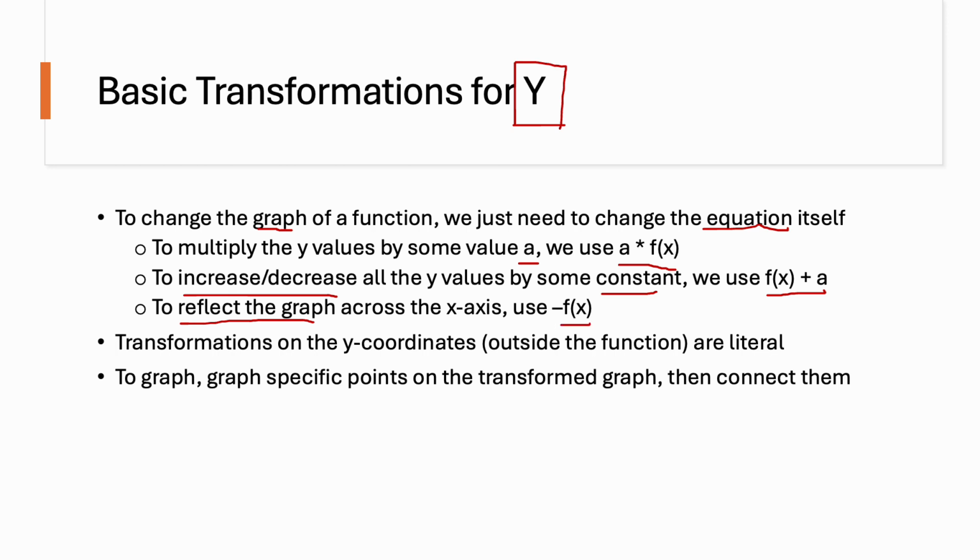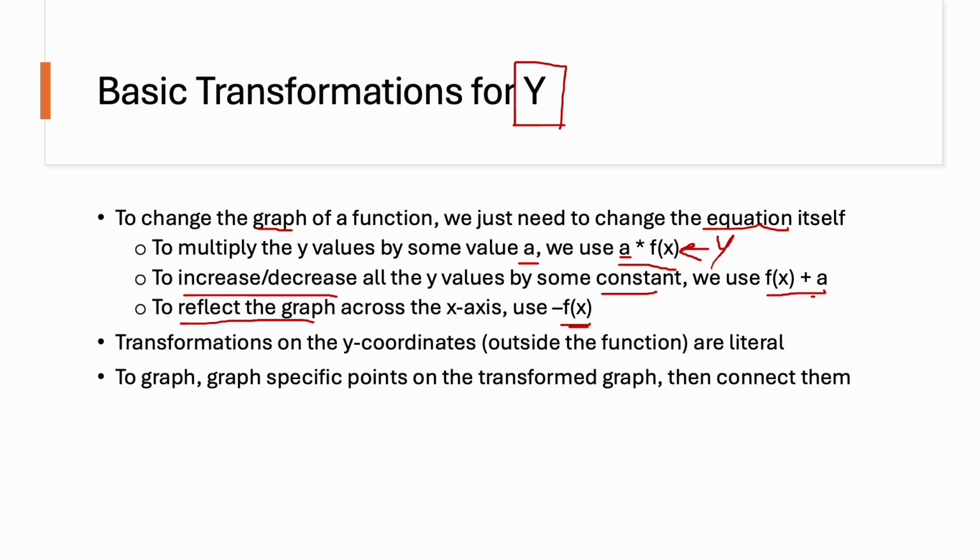And so you might be thinking, well, this is a lot of random stuff. How am I supposed to remember this? What does any of this mean? Why does this work? Well, f of x is really just another way of writing y. It's just another word for y. And so if we multiply a times f of x, we're multiplying a times y. If we add a to f of x, we're adding a to y. If we make f of x negative, we're making y negative. So anything outside the function is going to affect the y values.